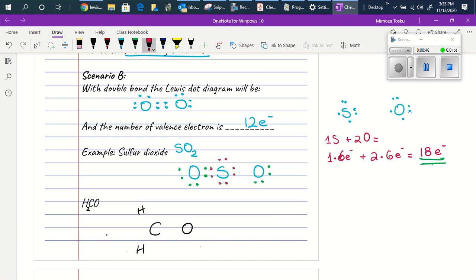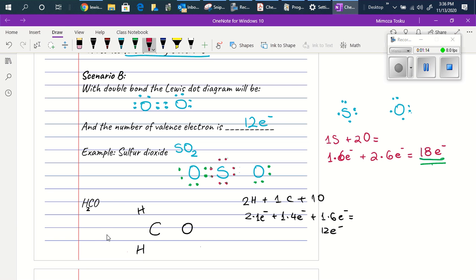Now, let's start first by calculating the total number of electrons. So 2 hydrogen plus 1 carbon plus 1 oxygen, which means that we'll have 2 times 1 electron plus 1 times 4 electrons in the outer shell plus 1 times 6 electrons in the outer shell. So in total, we'll have 12 electrons to place.